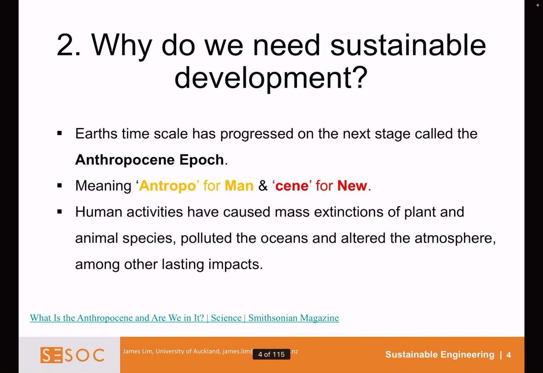Now, why do we need more sustainable development? We have moved on to the next stage of the Earth's timescale from the Holocene, where we had stable climatic conditions for 12,000 years, to the Anthropocene epoch. This means anthro for man and cene for new. The Anthropocene epoch has been caused by human activities that have led to mass extinctions of plant and animal species, polluted the oceans, and altered the atmosphere, amongst other lasting impacts.